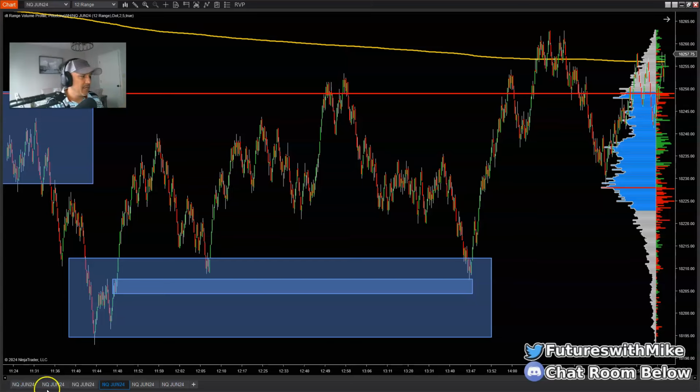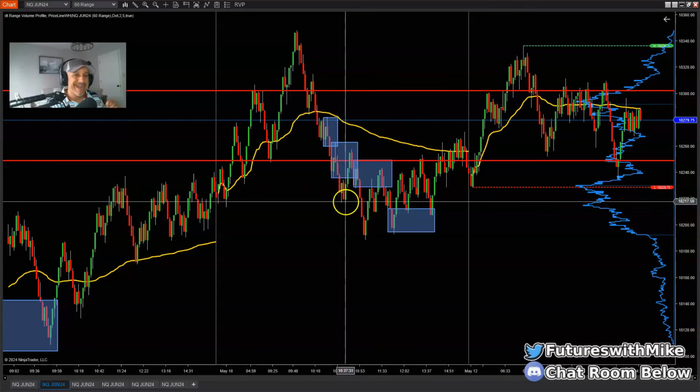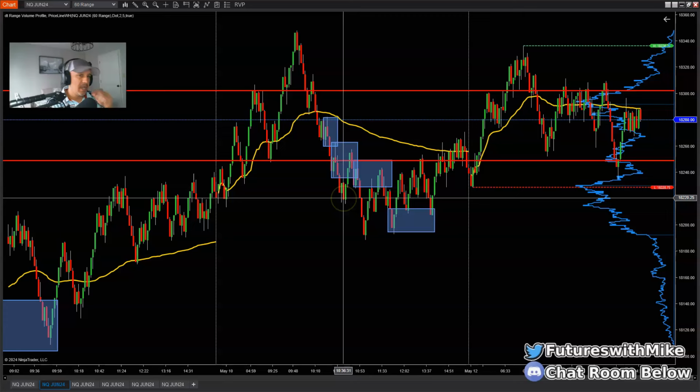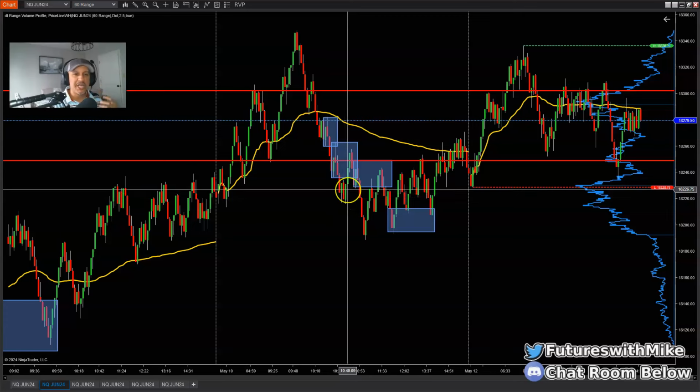Okay. Even though the 60 range is breaking through some minor areas of structure to the downside, it's not taking out anything major that should entice me to want to go short, unless you really have the experience.